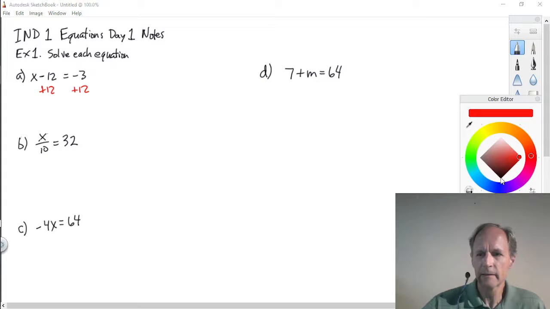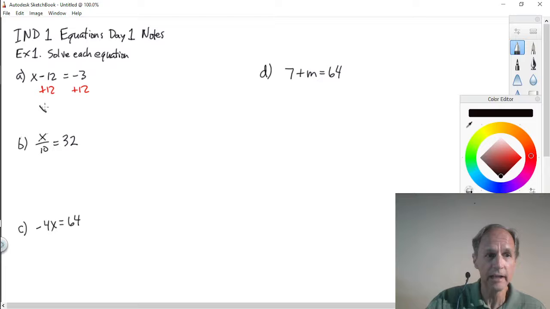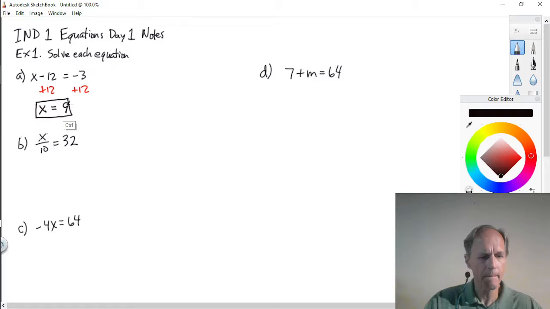And what we get then on the left, just as we intended, negative 12 plus positive 12, 0. That goes away. It just leaves the x. And over here, negative 3 plus 12 is 9. Okay? That a little bit neater. Okay, let's go ahead and check that.